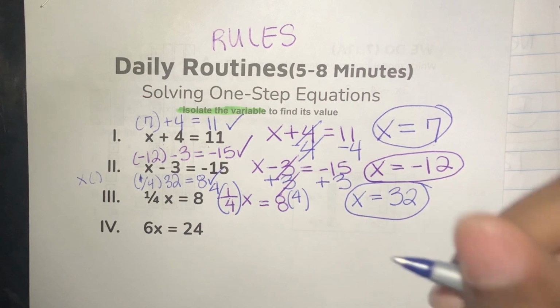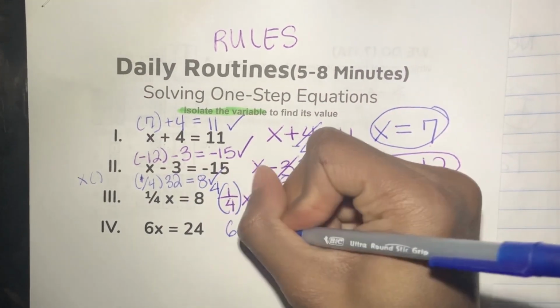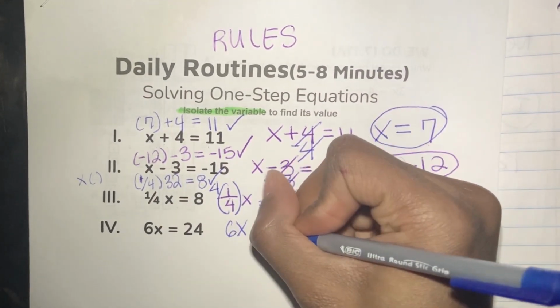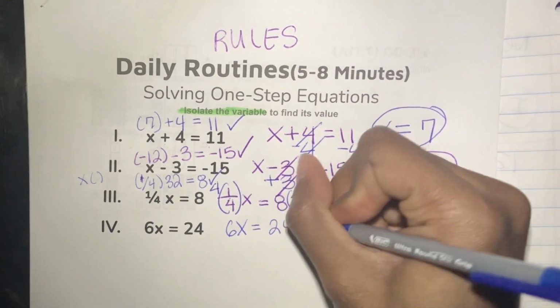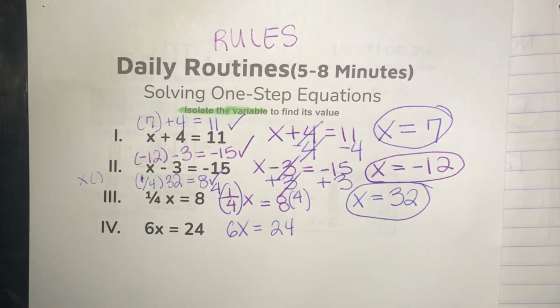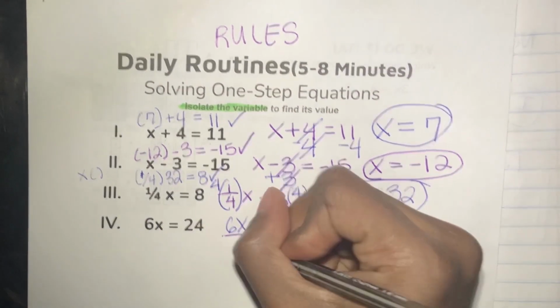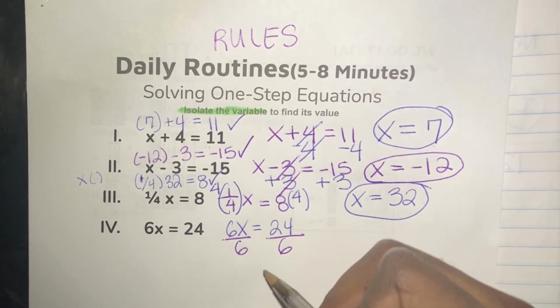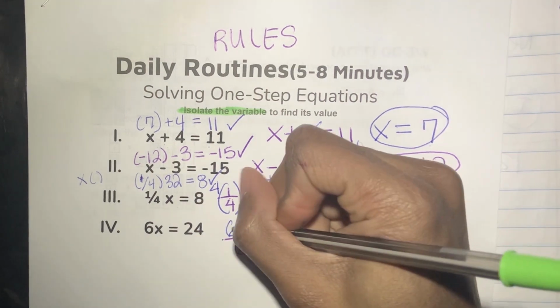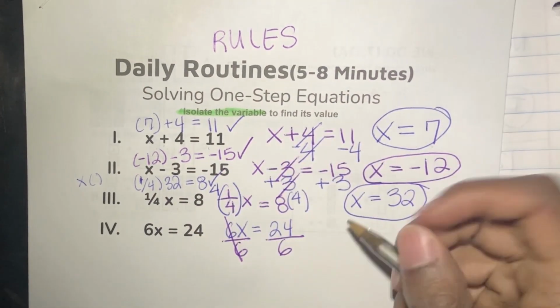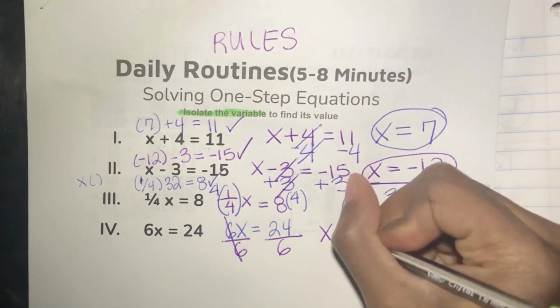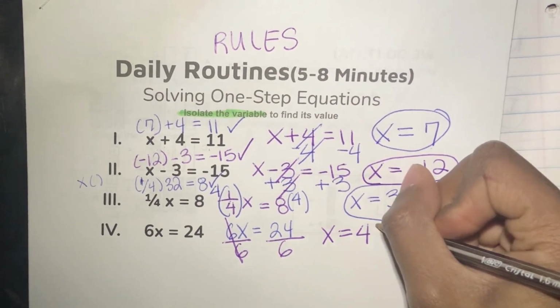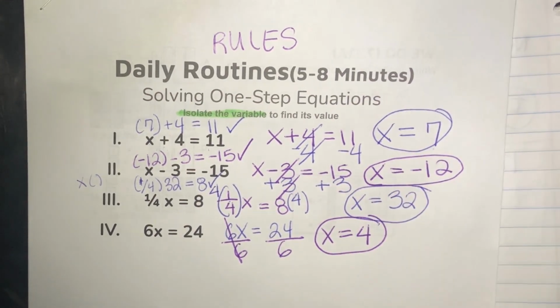So let's write this out here to the side. 6x equals 24. We'll divide both sides by 6. So 6x divided by 6, the 6's cancel out. So we're going to be left with x is equal to 4.